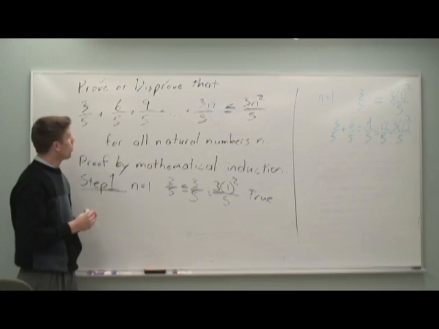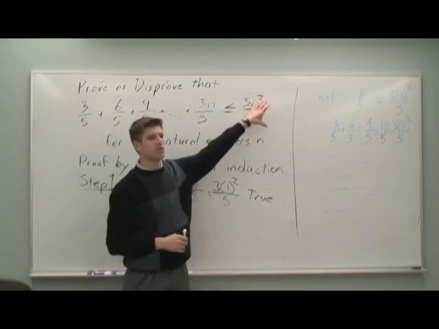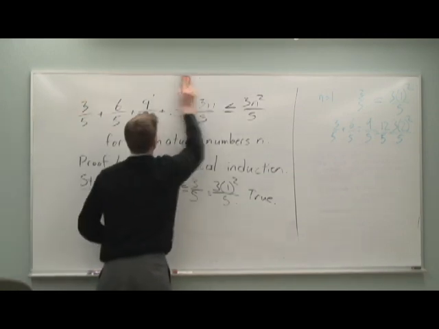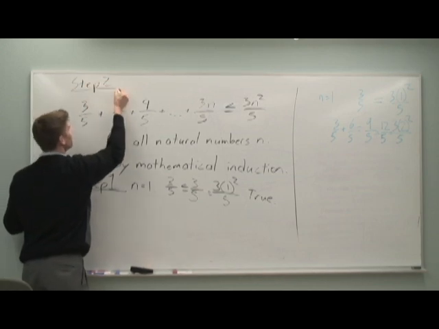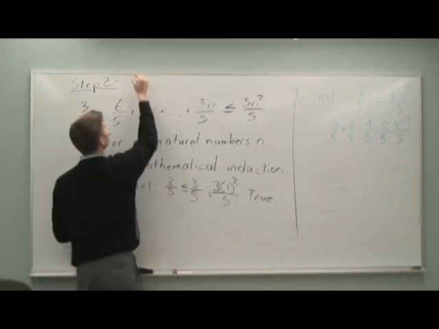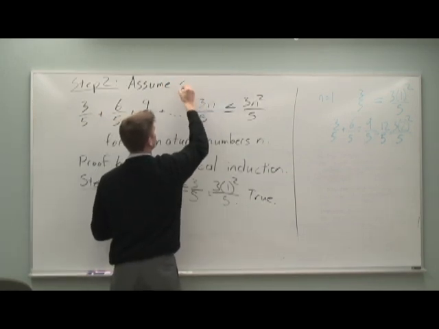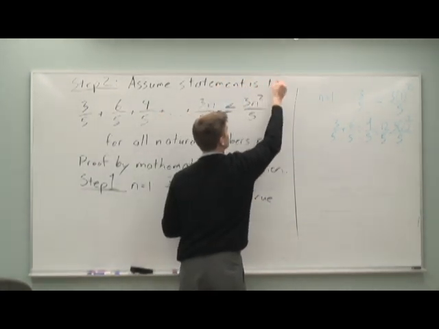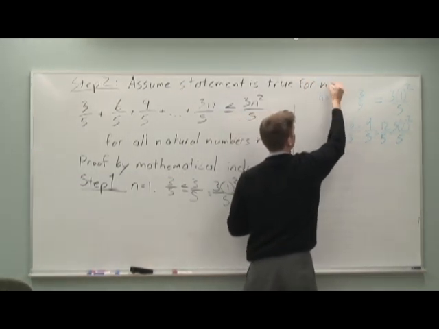Now, I'm going to cheat a little bit here. This is the line that I'm going to use in step 2. But because I have limited board space, here's what I'm going to do. Don't you wish you could do this? Step 2. How does your step 2 start? Assume that the statement is true, and that there's a number k that can replace n, or n equals k.